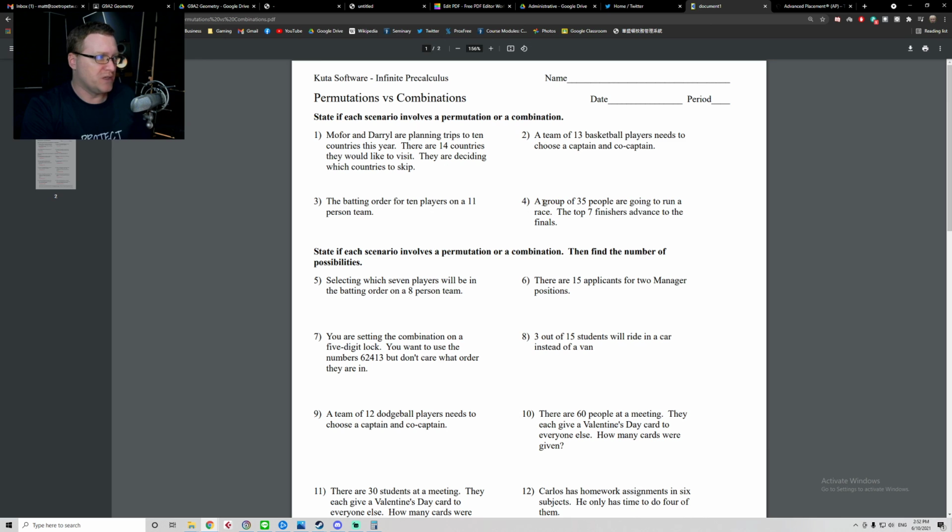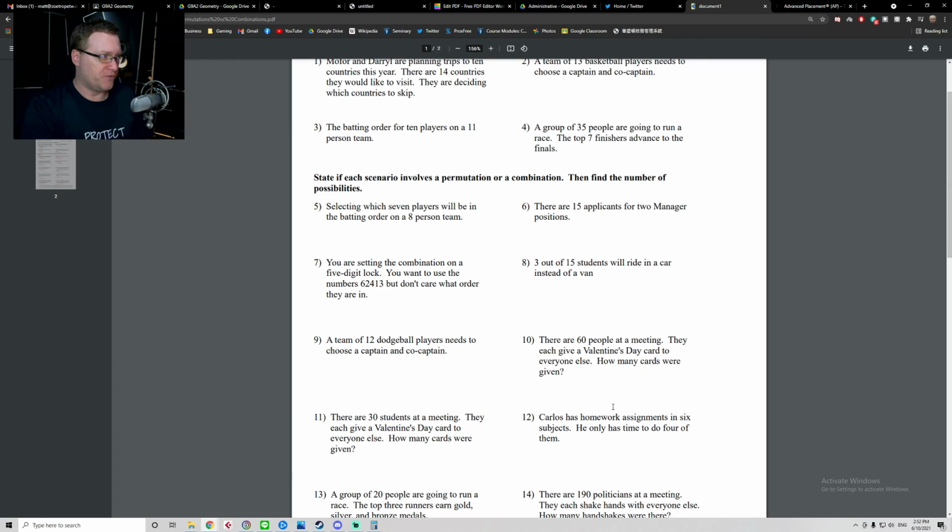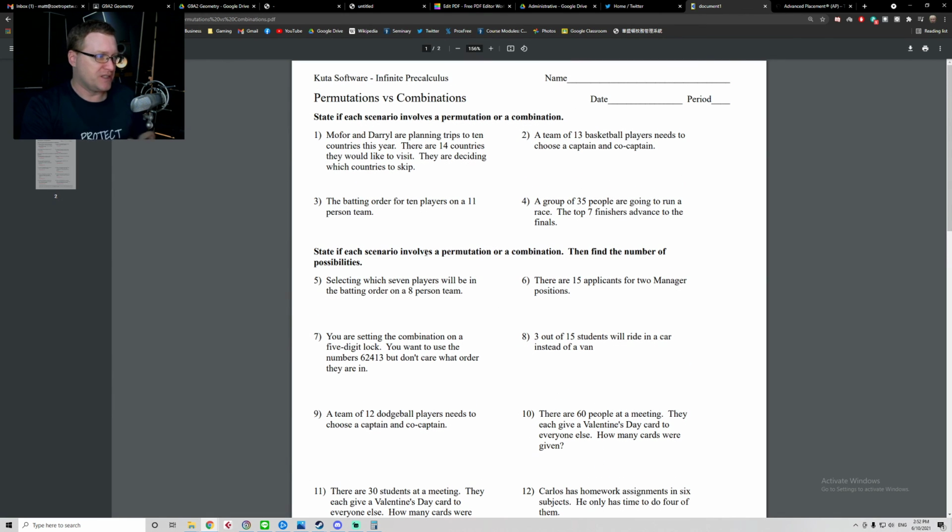For number 1, 2, 3, 4, you don't need to find the answer. All you need to do is say, is it permutation or combination? But then for number 5 through 14, you need to say, is it permutation or combination, and you need to find the number of possibilities.